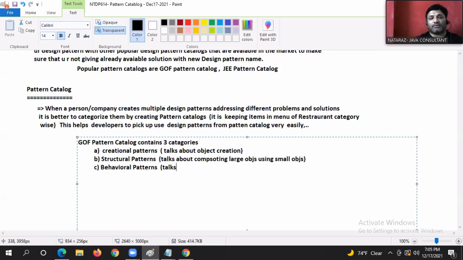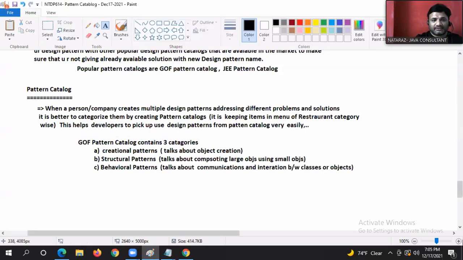Behavioral patterns talk about communication and interaction between classes or objects. Right, guys.